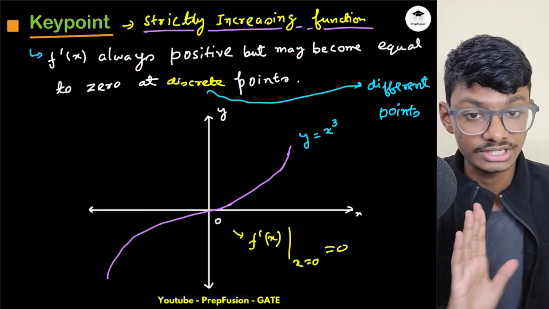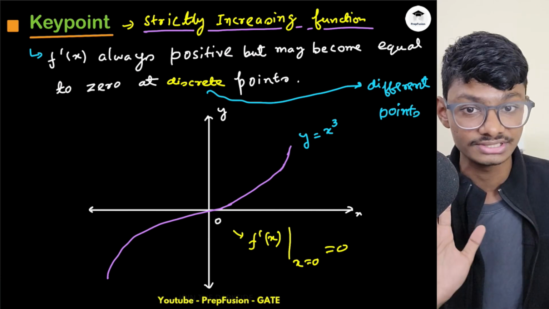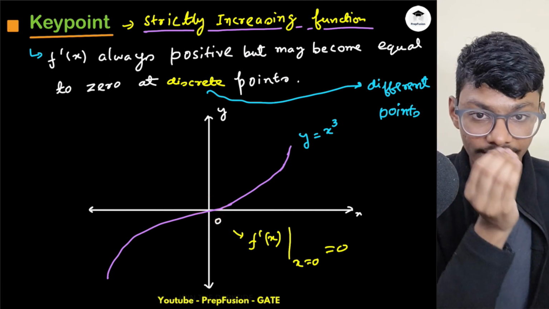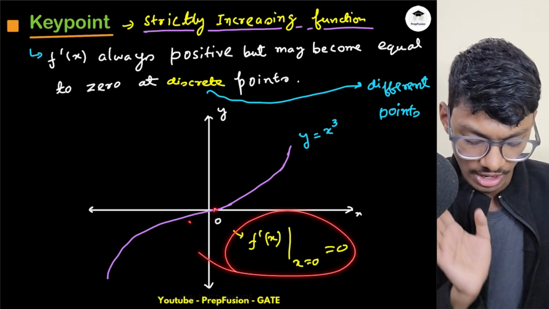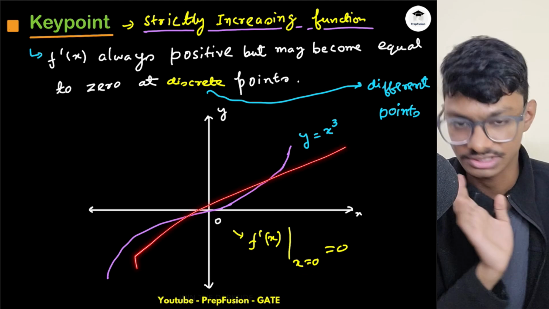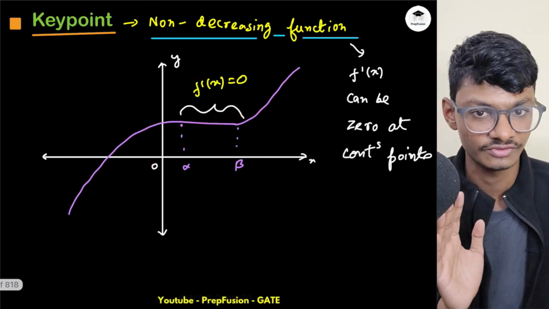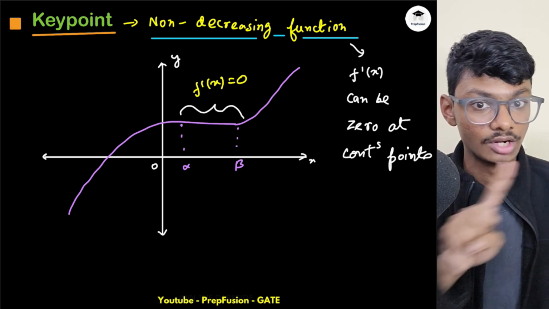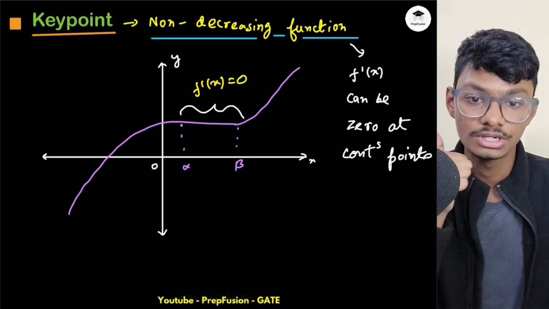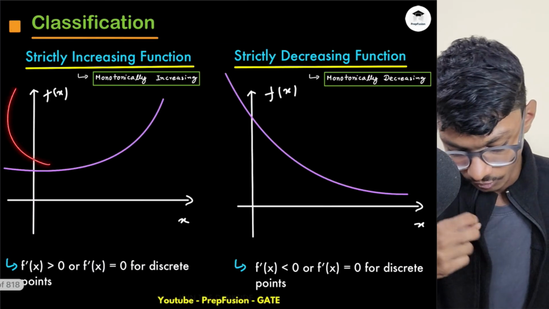A strictly increasing function means it always increases except at finite discrete points, right? At discrete points, the f dash of x can be equal to 0. After that, again, it will start increasing, just like here. But a non-decreasing function means it won't always increase, but it will never decrease. That's why this is known as a non-decreasing function.